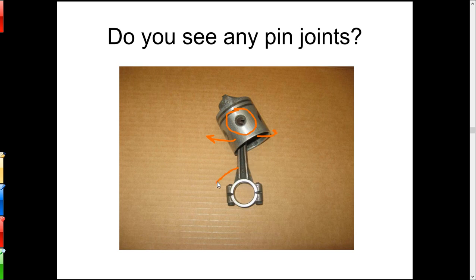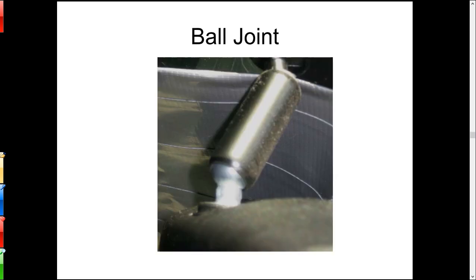Also, where the rod here connects to the crankshaft, that would act like a pin joint too. It would allow rotation, but not motion left or right or up or down. A 3D pin joint is called a ball joint. Okay, so you have a ball with kind of a tight-fitting cup around it that allows rotation in pretty much any direction, but no motion. No motion up, down, left, right, or in the X, Y, or Z directions, I guess you'd say.